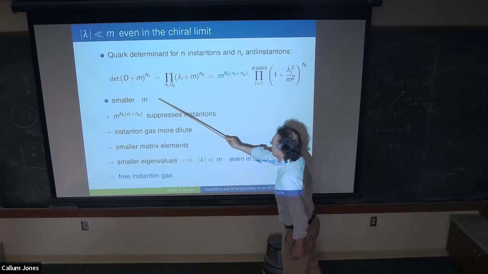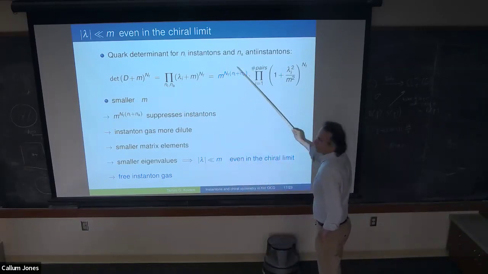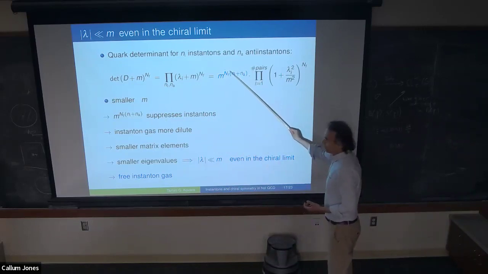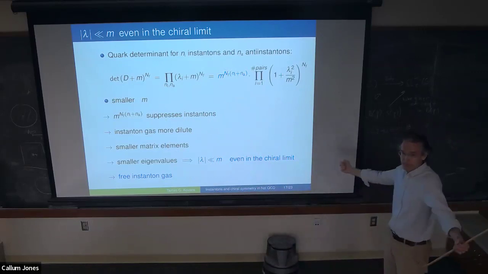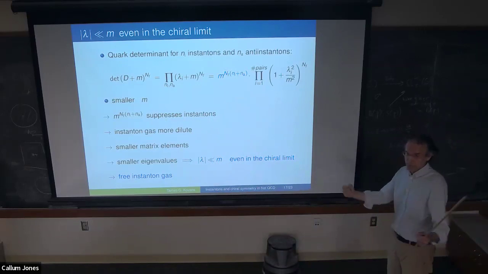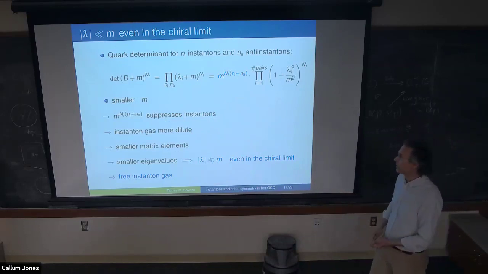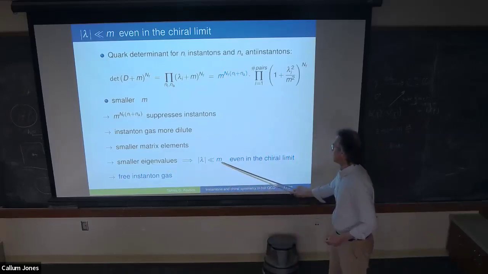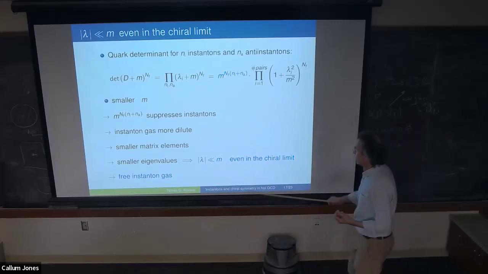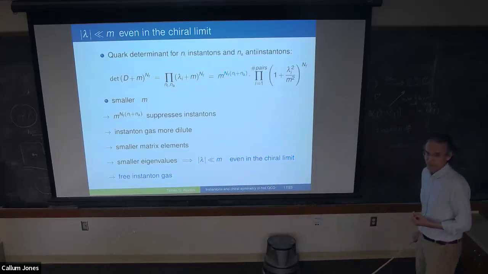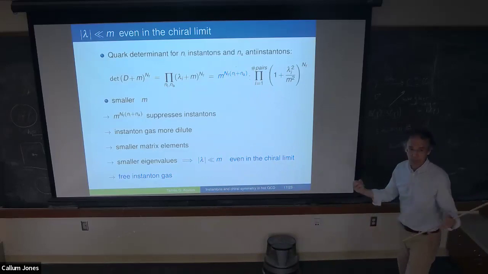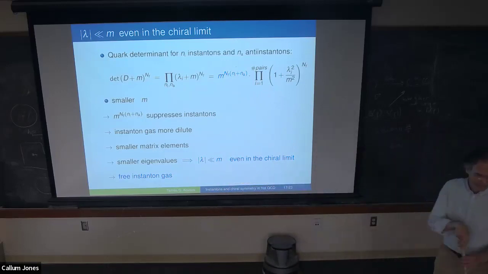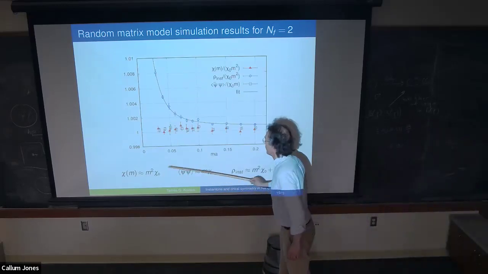When you take the chiral limit, then the quark mass becomes smaller. This suppression factor will suppress the number of instantons, right? The instanton gas will become more dilute by this suppression factor. The matrix elements will be smaller because the instantons and anti-instantons will be farther away from each other. You remember it goes exponentially with the distance. So the matrix elements will be exponentially smaller as the gas becomes more dilute, and this will result in smaller eigenvalues. And the miracle is that the eigenvalues will always remain smaller than the quark mass because of this suppression, because the gas becomes more and more dilute, right? So even in the chiral limit, you have a free instanton gas. And this is why you have this behavior, even for very small quark masses.